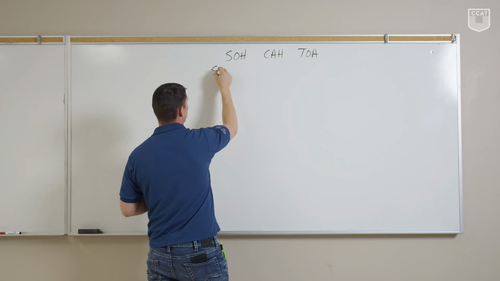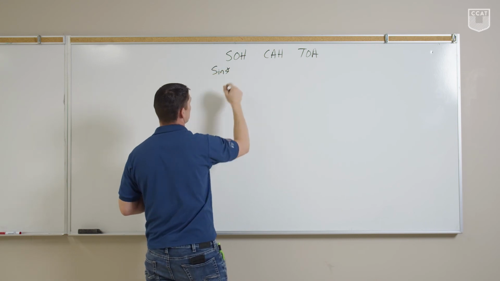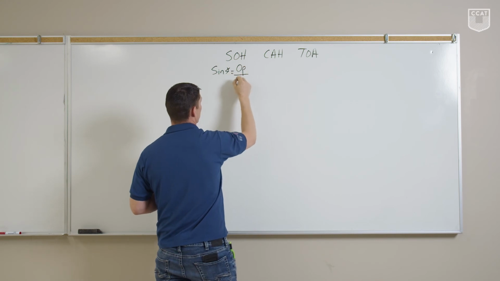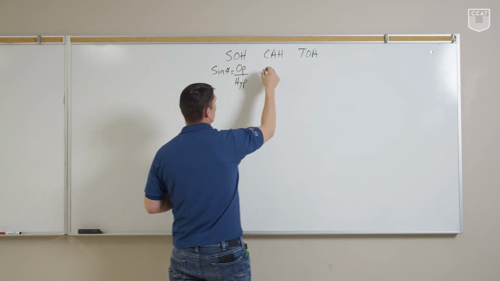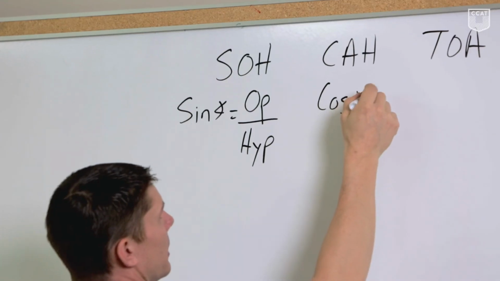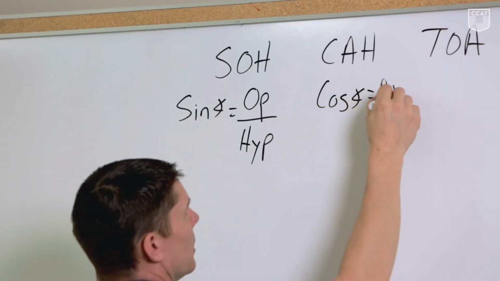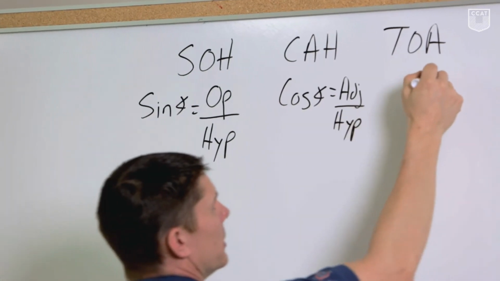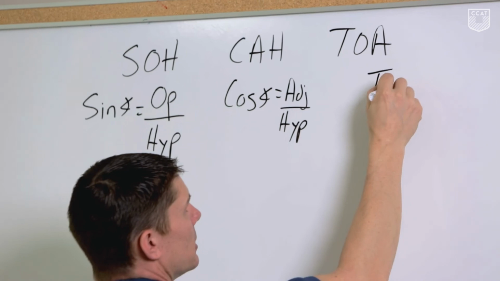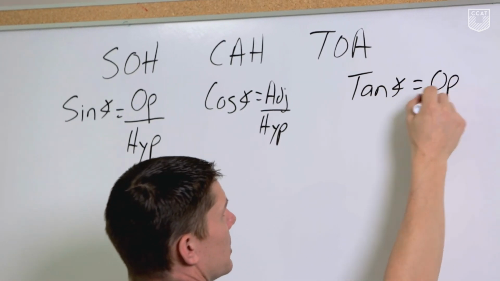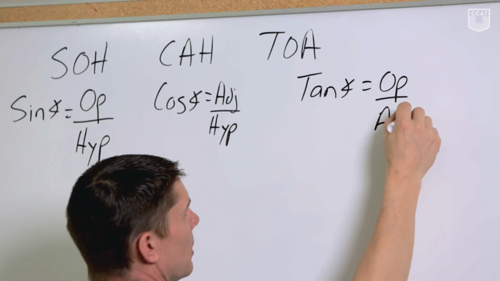So the S stands for sine. There's a little symbol for angle. And the O stands for opposite over hypotenuse. Okay, we could use cos. Again, there's a symbol for angle equals adjacent over hypotenuse. And the last one here, we've got TOA, where tan, the angle equals opposite over adjacent.